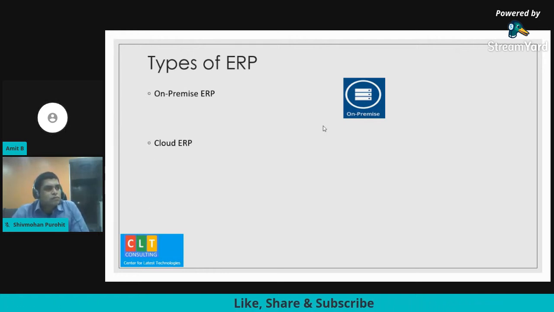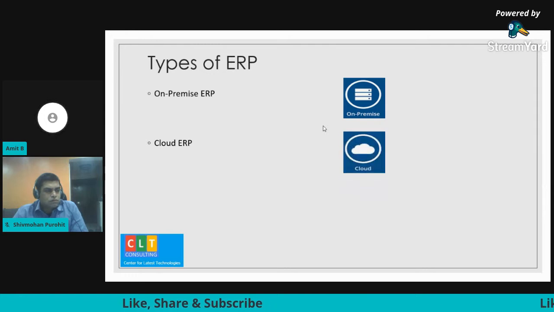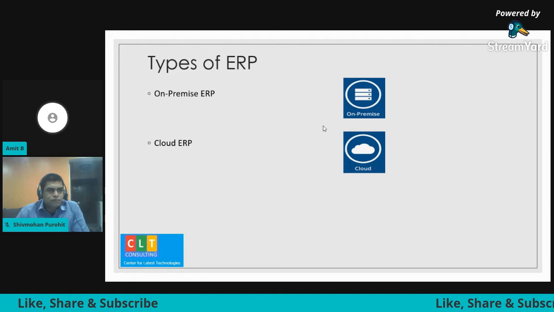Then there is cloud ERP, where your data is accessed from your client and you interact with your cloud ERP server through some URL. The organization which provides you the cloud space maintains the application for you, and you just pay as you use.